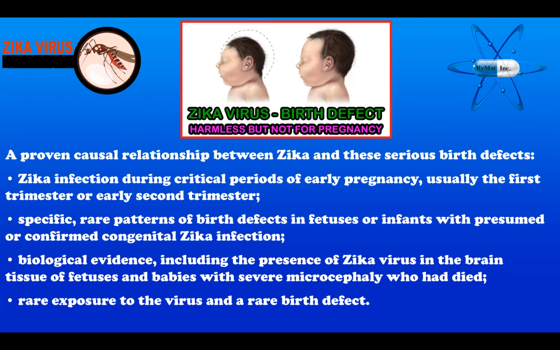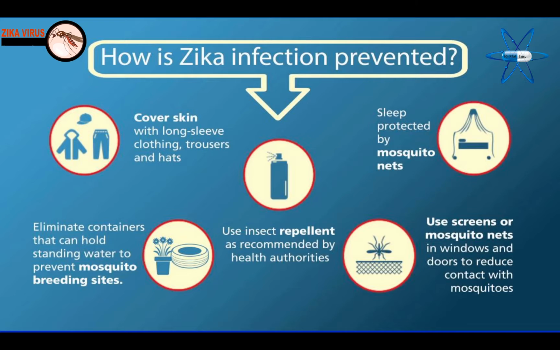Zika can be prevented if one would cover their skin with long-sleeve clothing or trousers, or sleep with mosquito nets, eliminate containers that hold standing water to prevent mosquito breeding, use insect repellents, and also use screens or mosquito nets in windows and doors to reduce mosquitoes entering the home or office or what have you.